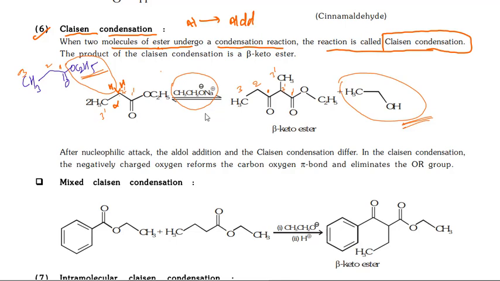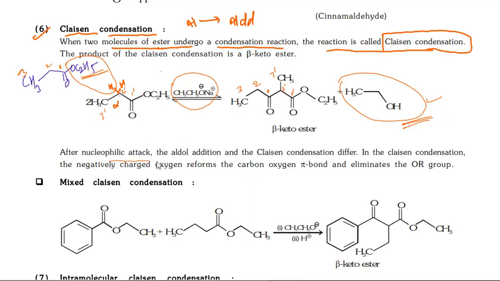That's very simple, similar to aldol condensation. In the aldol condensation, these two hydrogens and this oxygen we removed as H2O and made a double bond. But here we are removing ethyl alcohol: the alpha-position hydrogen and the ethoxide form ethyl alcohol as the byproduct.